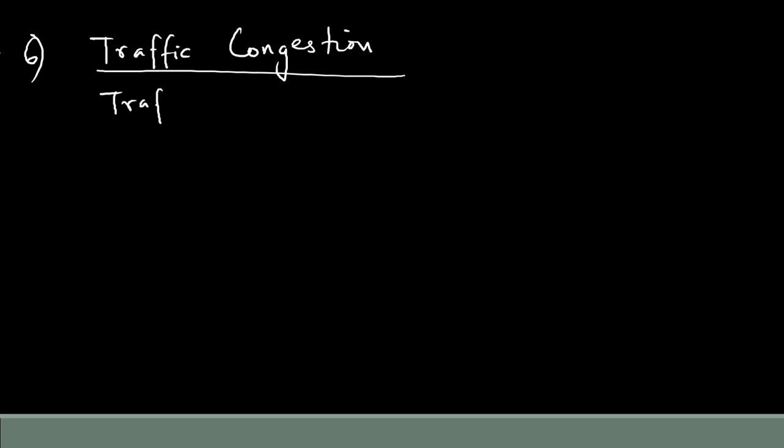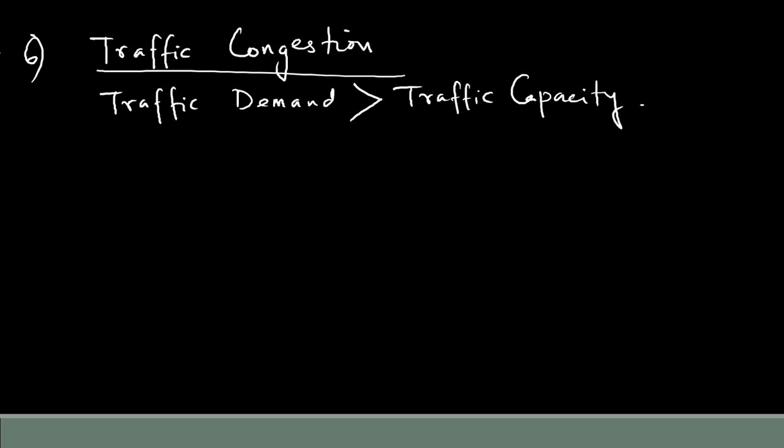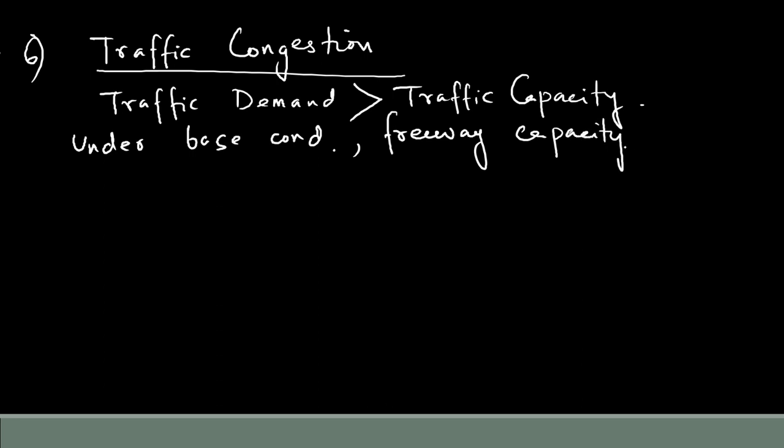Traffic demand, when it is greater than traffic capacity, that is when congestion happens. So clear these concepts. What is the freeway capacity under base conditions? This is also very important. Under base conditions, freeway capacity is 2250 to 2400 passenger cars per hour per lane.